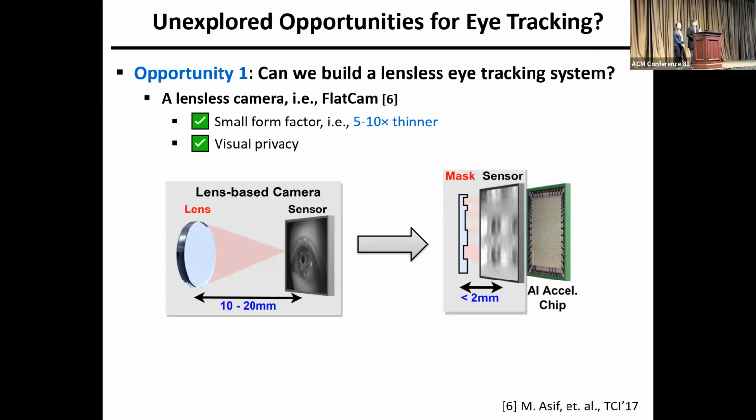As shown in the figure below, compared to lens-based cameras, which require 10 to 20 millimeters between the lens and the sensor, the FlatCam only requires less than 2 millimeters between the mask and the sensor, by replacing the lens with the mask. Also, the sensor measurement is not visible to human eyes, so it also protects visual privacy.